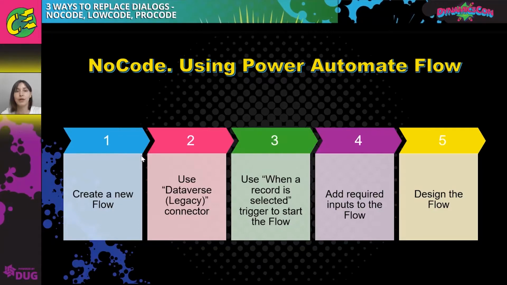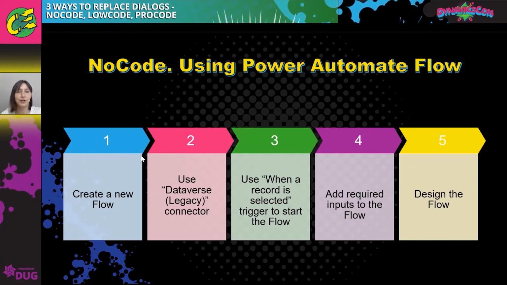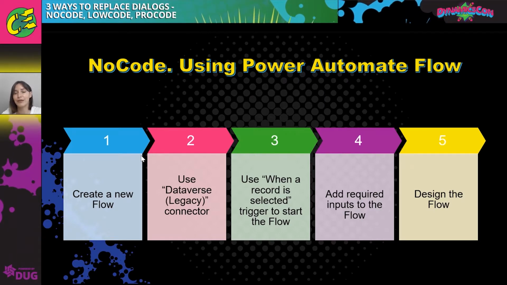To do so, you can use Power Automate Flow, and there are pretty easy steps to create it. Create a flow, make sure that you use a Dataverse legacy connector, use a trigger when a record is created, add required inputs, and design your flow, and you're ready to go, ready to use it. So now I'm going to jump into a demo.